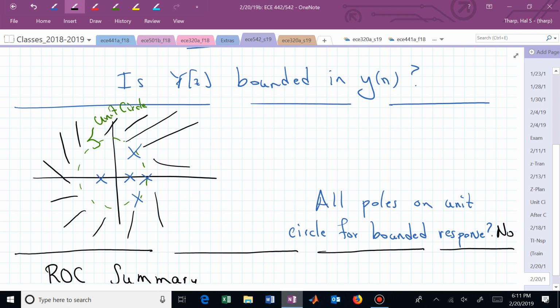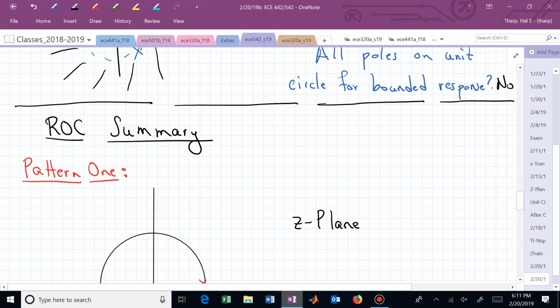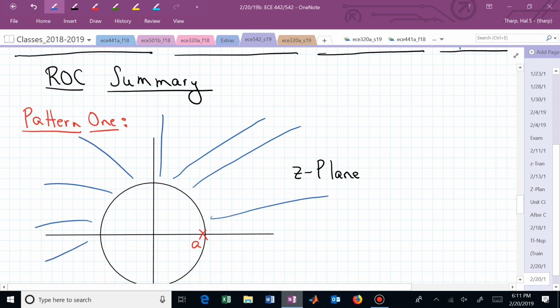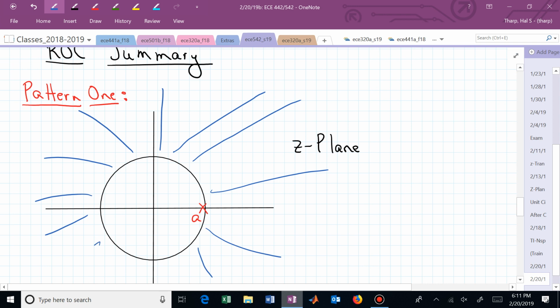We getting comfortable with all of these possible intervals of support, bounded behavior, region of convergences? How can we summarize? Pattern number 1, what was that? That was where we had our region of convergence, and now this circle is just the boundary of the region of convergence. It's not associated with the unit circle.